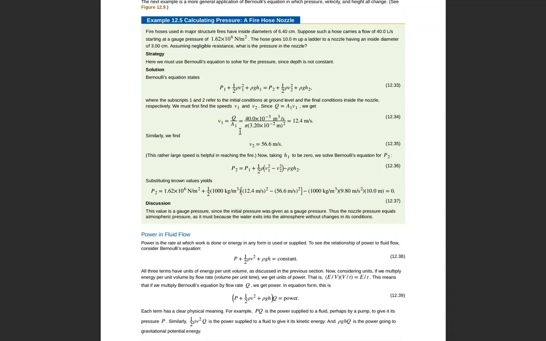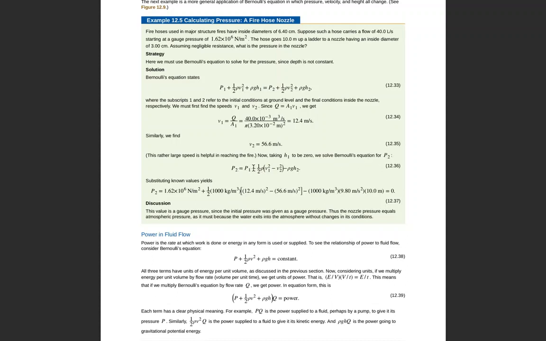Similarly, we find v2. All you have to do is use the same equation, but for v2. So you would still use 40 liters a second, and you would use 3 centimeters in this case. This rather large speed is helpful in reaching the fire. Now we take h1 to be 0 because that's at the very bottom, so this part here cancels out. And we solve for P2.